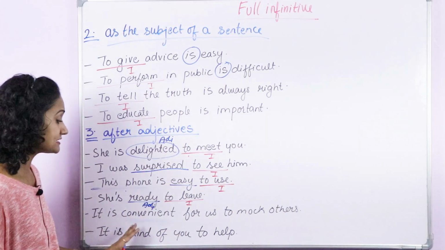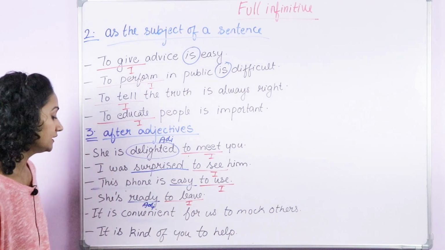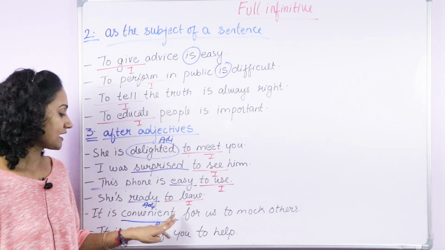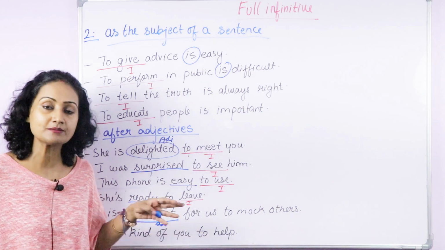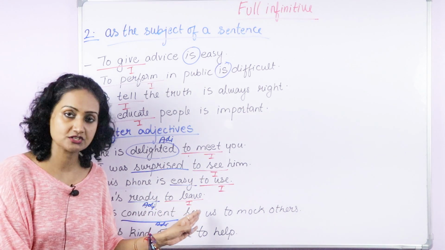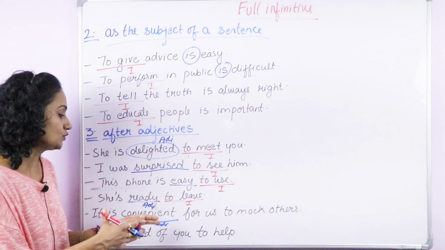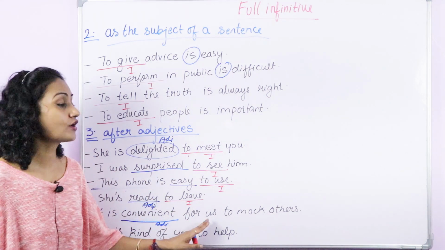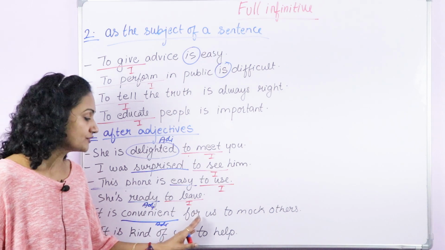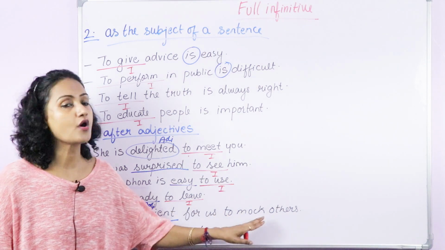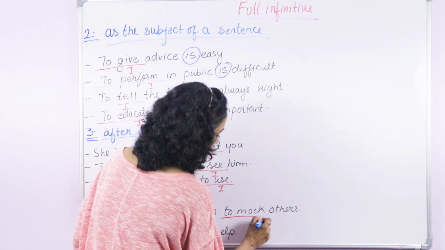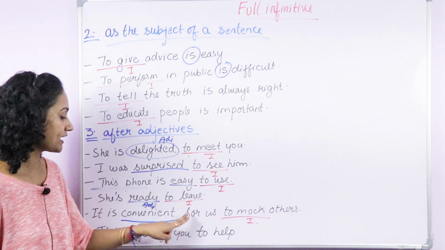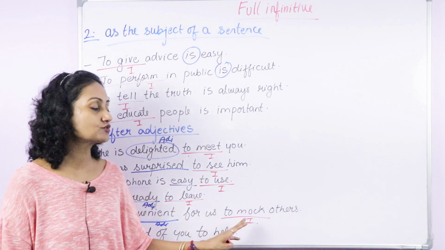Let's look at the next sentence. It is convenient for us to mock others. So here the adjective is convenient. This is an adjective. And what comes after an adjective? A preposition, for. So sometimes after an adjective comes the preposition for to show who this adjective refers to in the sentence. Okay, so here it is convenient for us. So this adjective refers to us, for us to mock others. So here the infinitive is to mock. This is a full infinitive. Okay, and there's a preposition for after convenient. It is convenient for us to mock others.